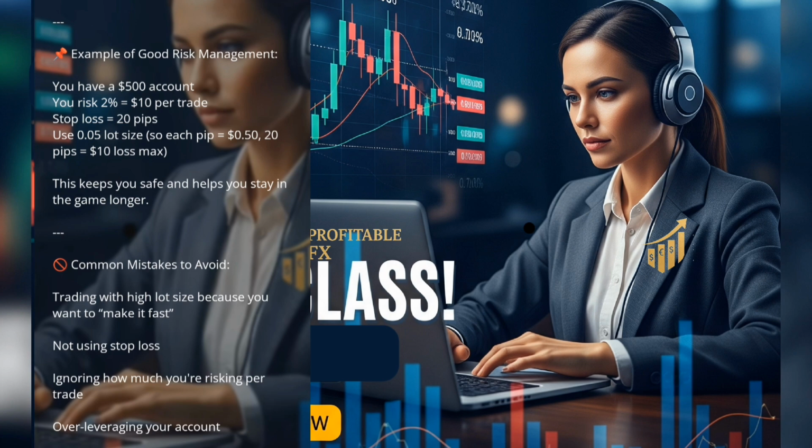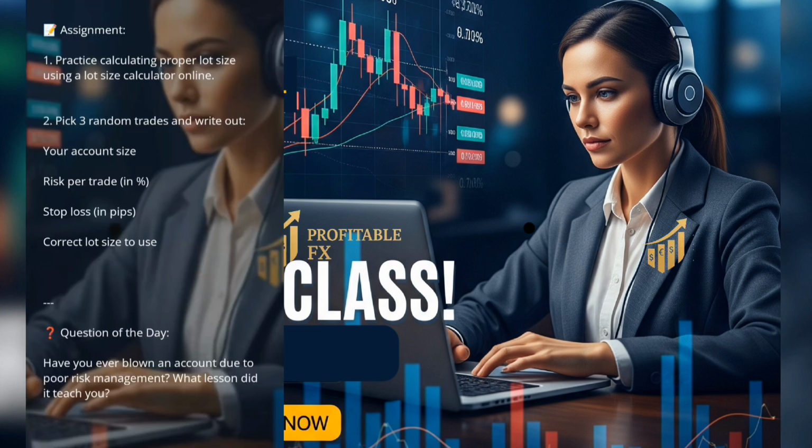Practice calculating proper lot size using a lot size calculator online. 2. Pick 3 random trades and write out your account size, risk per trade in percent, stop loss in pips, and the correct lot size to use. Question of the day: Have you ever blown an account due to poor risk management? What lesson did it teach you?